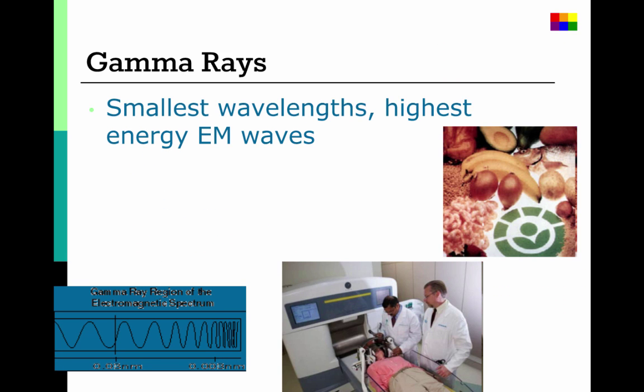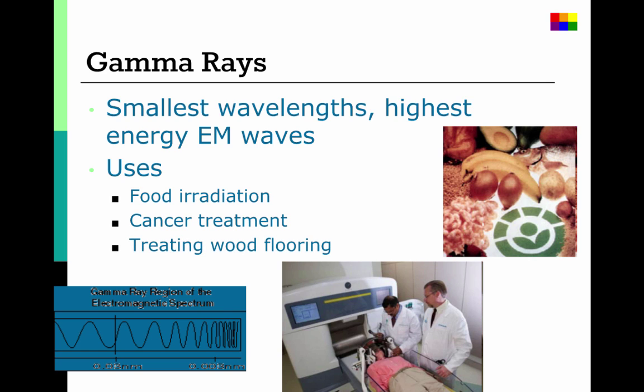The last one are gamma rays. These are the smallest wavelength, highest energy EM waves. The uses are food irradiation, cancer treatment, and the treatment of wood floor. When you shoot any food or anything with gamma radiation or gamma rays, it will kill all the bacteria and everything in it. This is how we keep our wood flooring from growing.